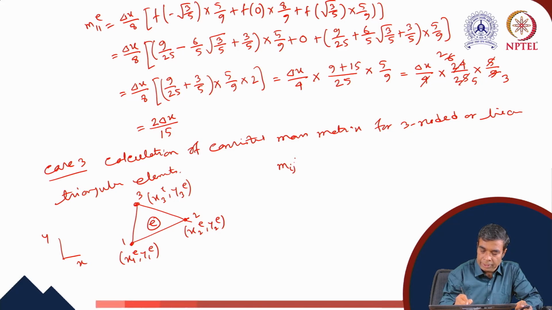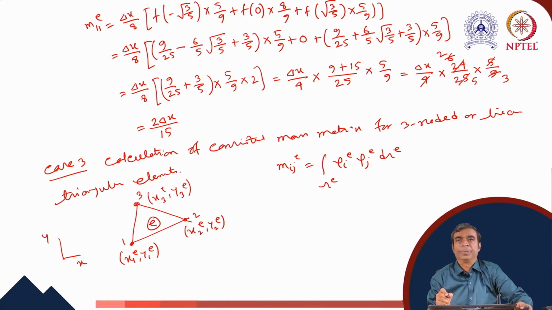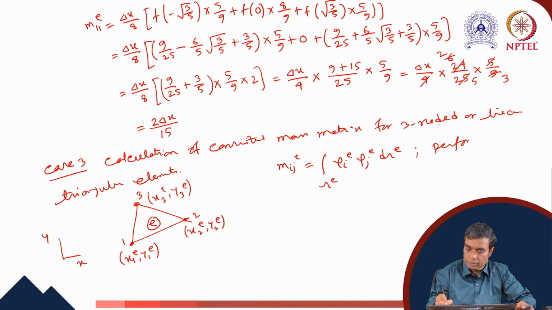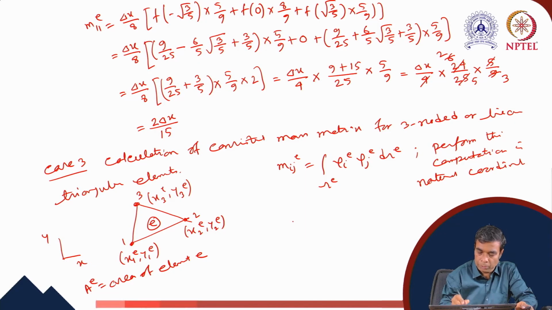Our expression for Mij is Mij equals to integration over omega e psi i psi j d omega e. We shall perform this computation in natural coordinates. Let AE equals to area of element E that we have shown here.